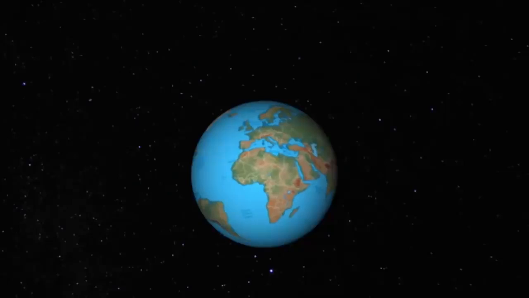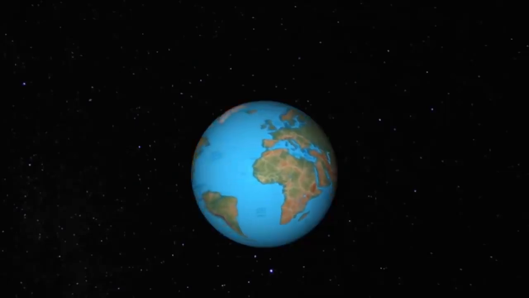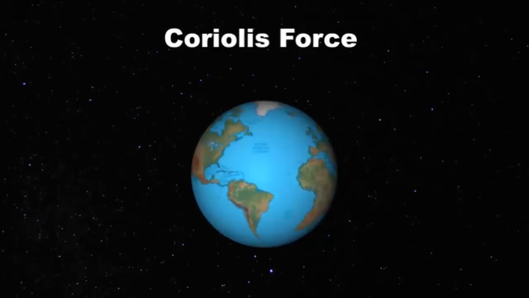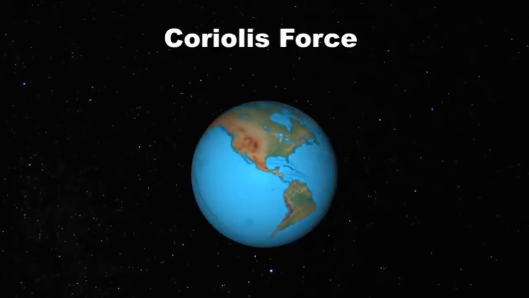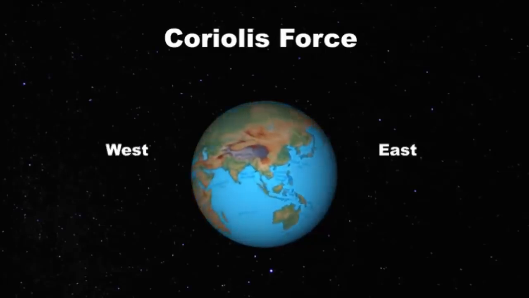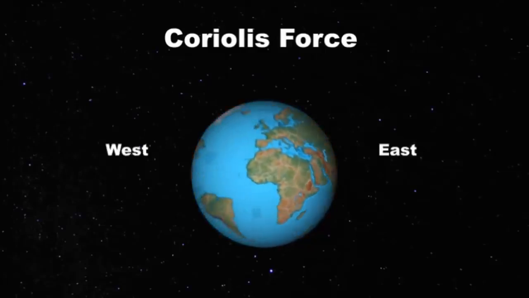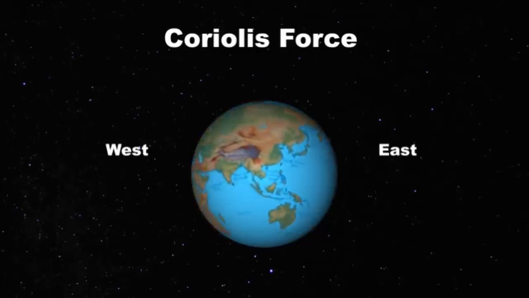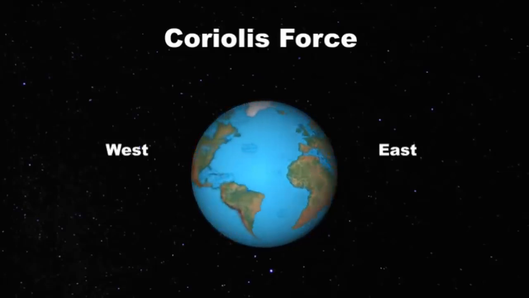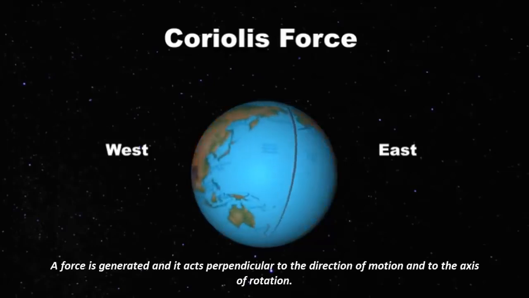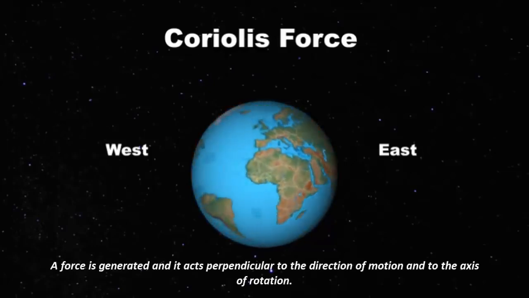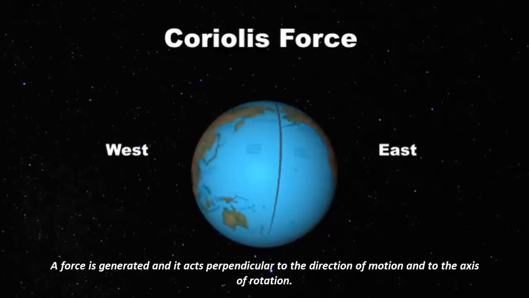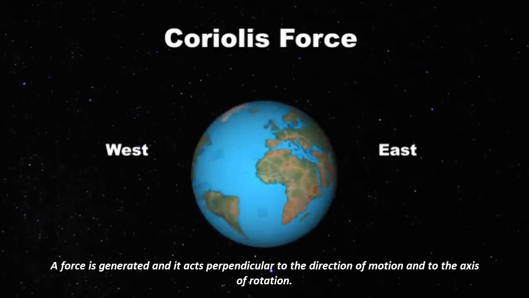While all of this happens, there's another important phenomenon which comes into the picture. It's called the Coriolis force. The Earth rotates towards the east, and that's why the sun, moon, planets and stars all rise in the east and go towards the west. Due to this rotation, a force is generated that acts perpendicular to the direction of motion and to the axis of rotation.